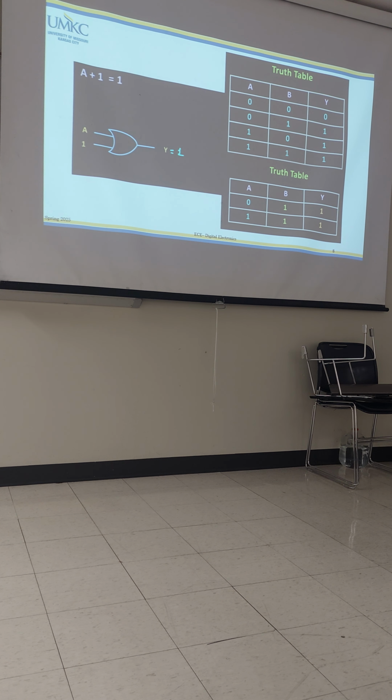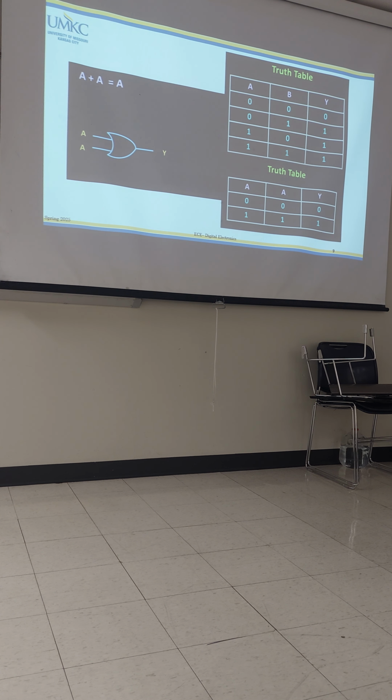For A plus 1, whatever you give to the input, the output will always follow the VCC. Whatever it is connected to, it will give you logic high, according to the value of logic high. If you connect it to 2 volts, it will give you 2 volts. If it is connected to 5 volts, it will give you 5 volts. So A plus 1 will always be 1. And A plus A, the addition of the same variable, will give you the same variable. So 0 plus 0 will be 0, and 1 plus 1 will be 1.